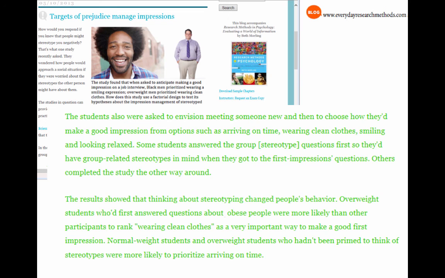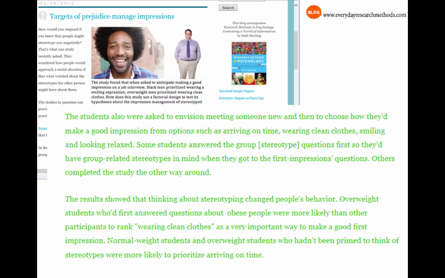The results showed that thinking about stereotyping changed people's behavior. Overweight students who first answered questions about obese people were more likely than other participants to rank wearing clean clothes as a very important way to make a good first impression. Normal weight students and overweight students who hadn't been primed to think of stereotypes were more likely to prioritize arriving on time. So you can see there's an interaction there because you get a difference between normal weight and obese people in the response to the prime, and you don't get that in the other condition.